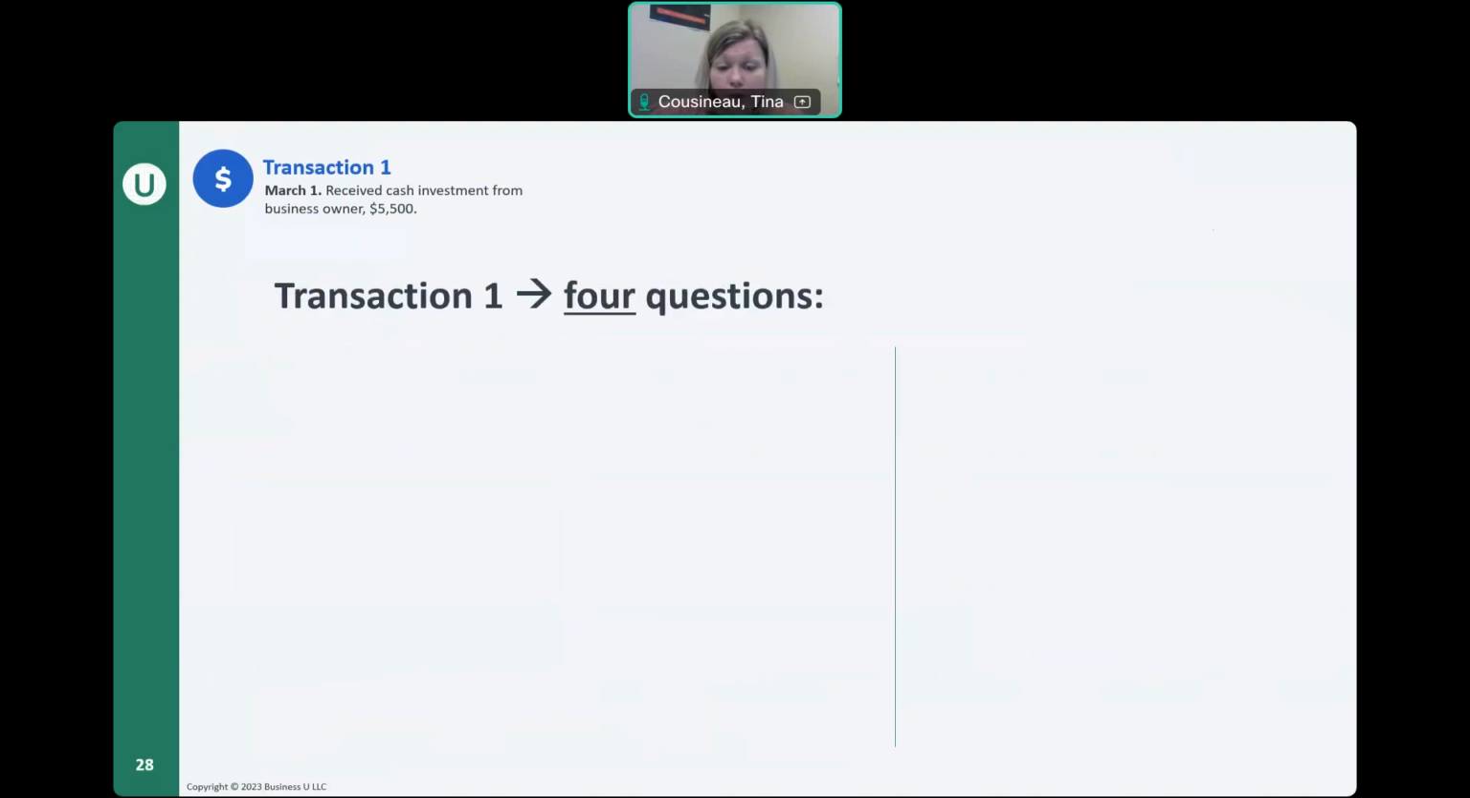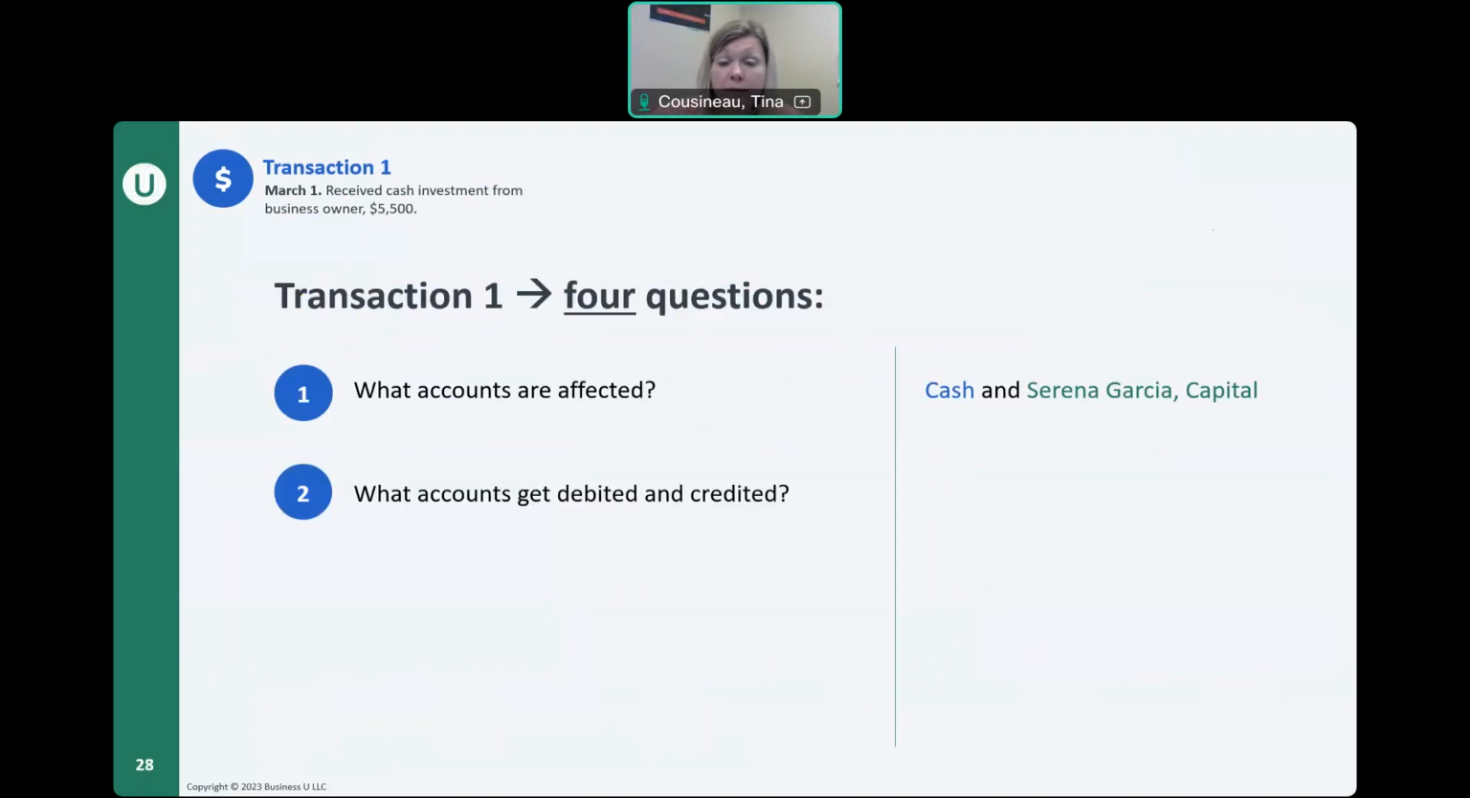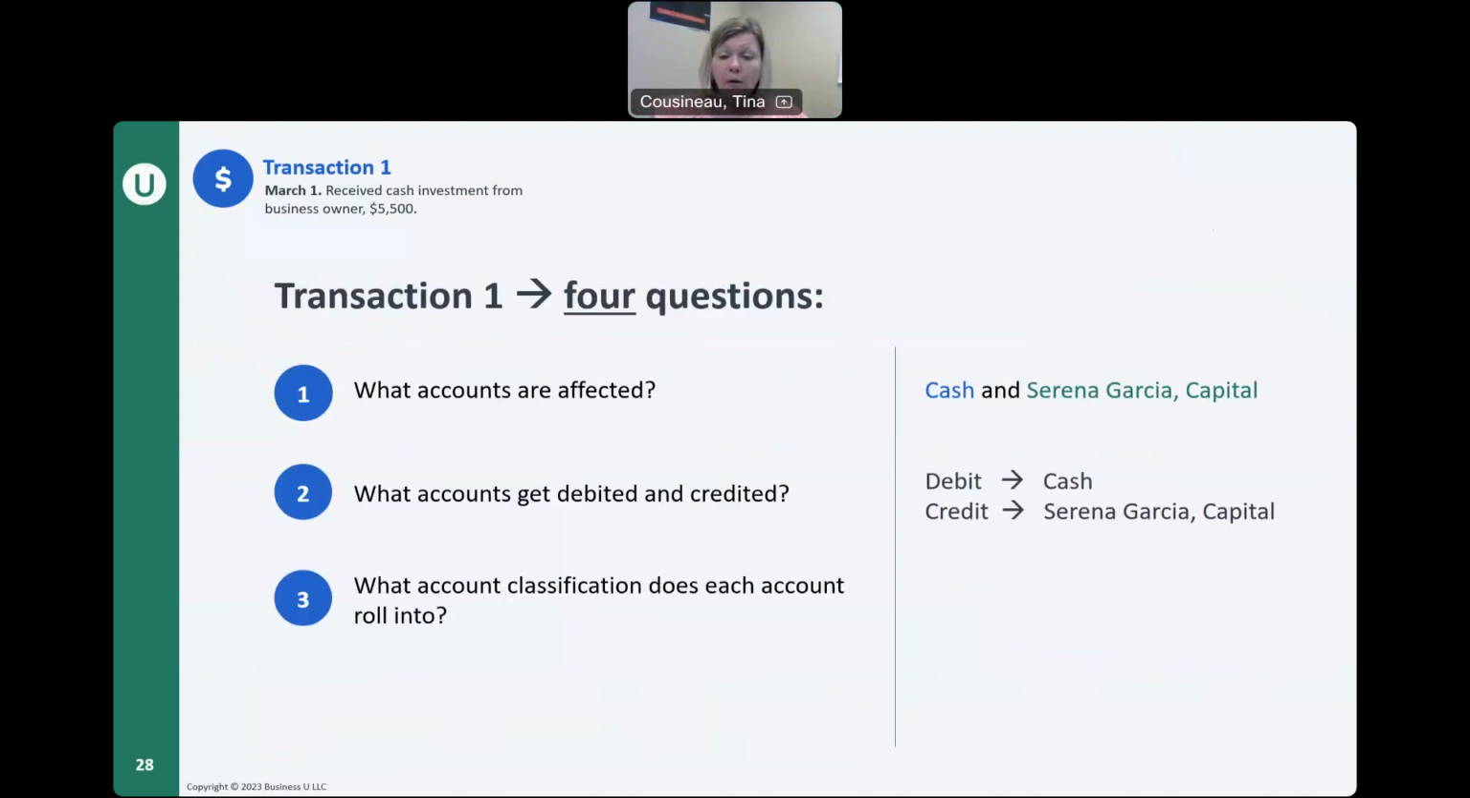So let's talk about those 4 questions. What accounts are affected? Our cash and Serena Garcia capital. What accounts get debited and credited? So we know that cash got debited and credited the capital account, right? What account classifications does each account roll into? Well, we know cash is an asset and we know that capital is equity.